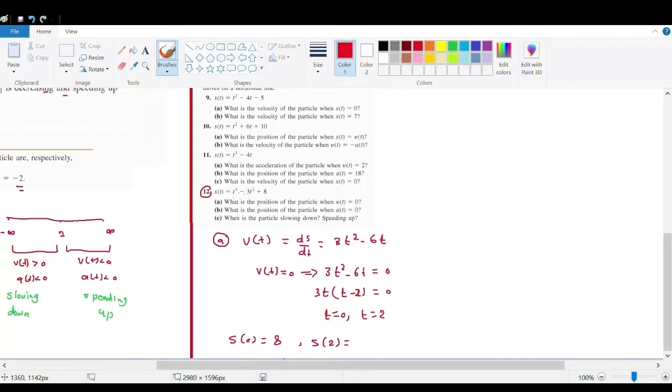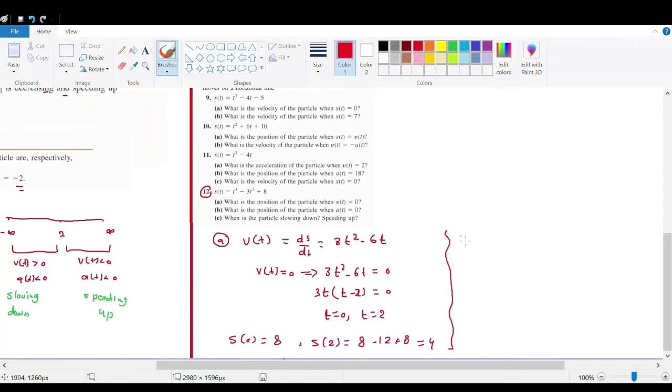and we also need to find S(2), which will be 8 minus 3 multiplied by 4, which is 12, plus 8. So 8 plus 8 is 16, and 16 minus 12 is equal to 4. So for part A, we first find the velocity, then we set the velocity equal to 0. That means S(0) is equal to 8 and S(2) is equal to 4.